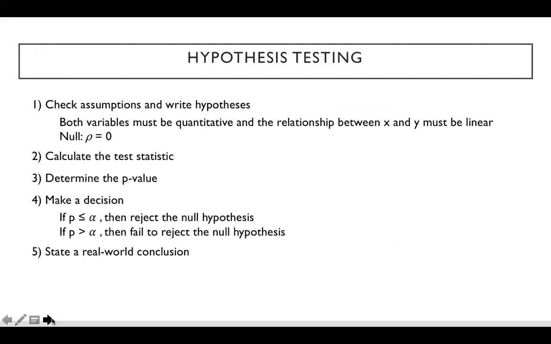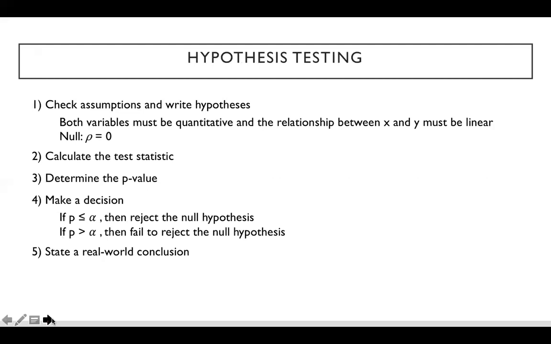Okay, so for hypothesis testing for correlations, you're going to want to check assumptions and write hypotheses. In this case, we want to make sure that both variables are quantitative and that the relationship between x and y is linear. Just note that for your null hypothesis, you will always have rho is equal to 0.